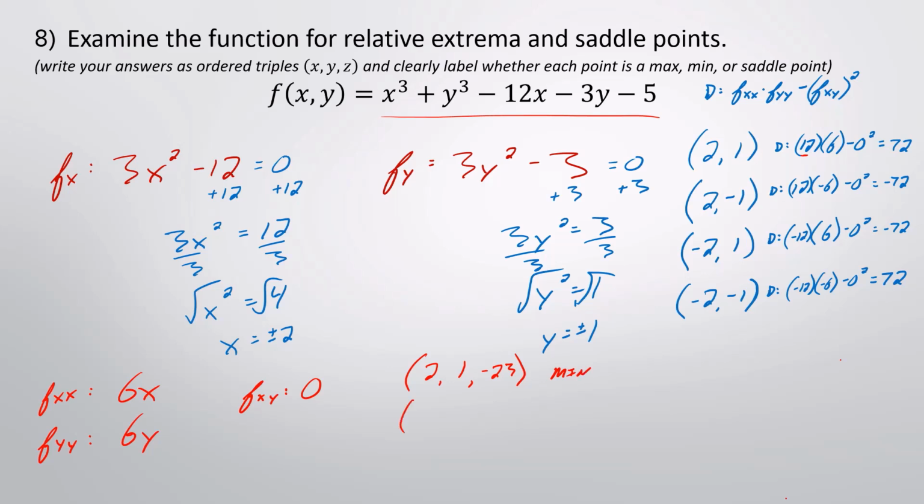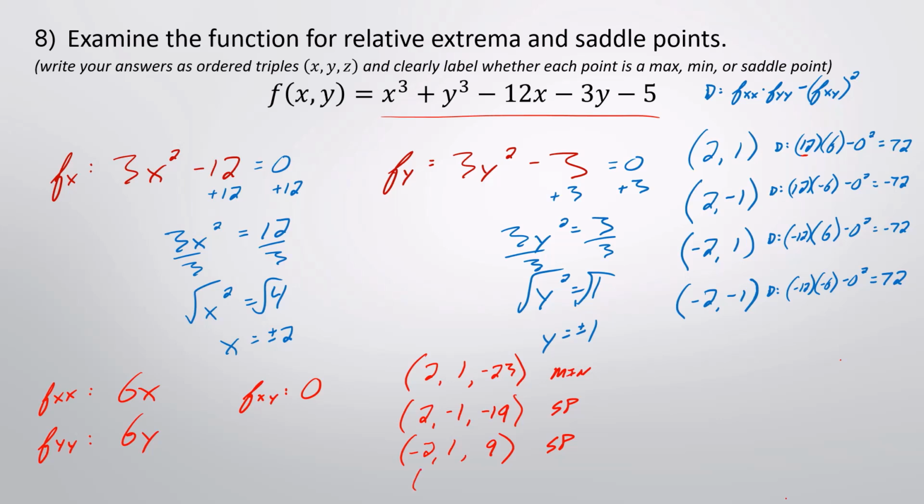So this is a minimum. Next one, let's do just the point right under that, 2, negative 1. When I plug in those two values, I got negative 19 from the function. And that one's a negative D value, so that would just be a saddle point. Similarly, at negative 2, 1, its z value from the original function was positive 9. That's another negative D value, so that's a saddle point as well.